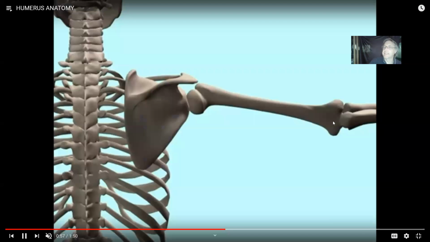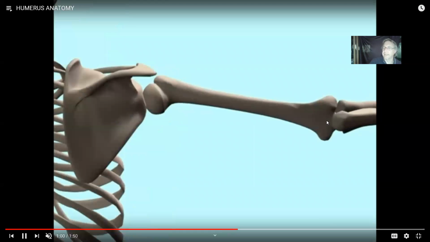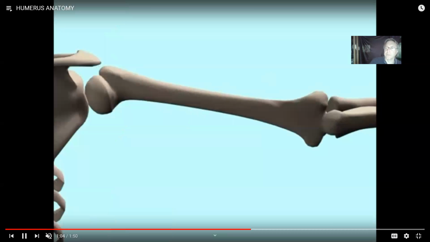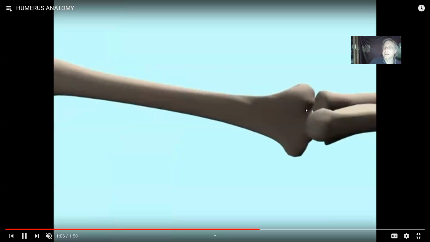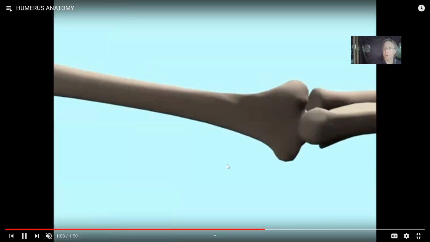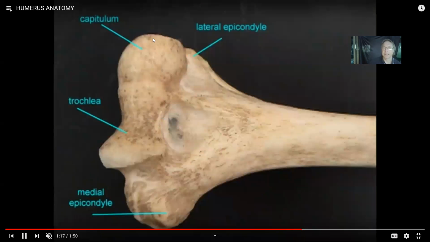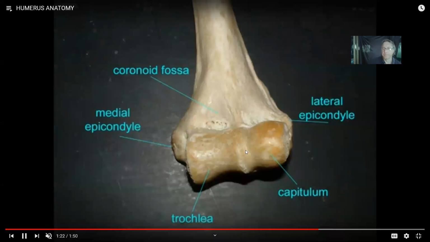And then at the distal end, we see the olecranon fossa that can receive the olecranon of the ulna. And then we also see the condyles, which articulate with the bones of the forearm. There's the olecranon fossa there. Here's the medial and lateral epicondyles. And then once again, here's the nice round capitulum and the trochlea.